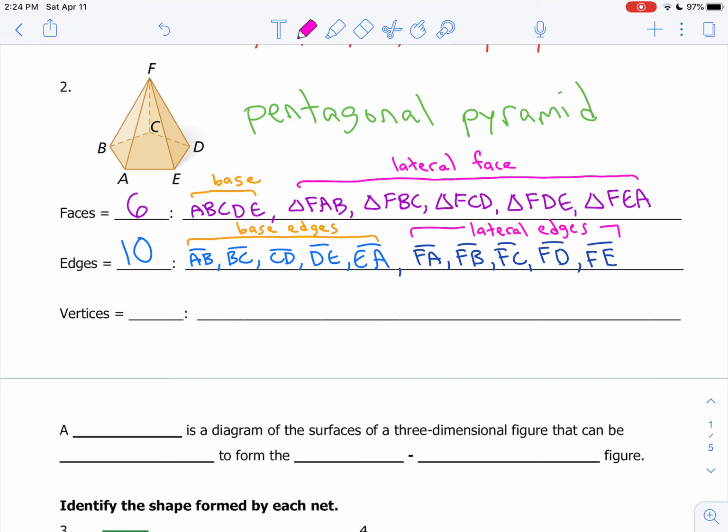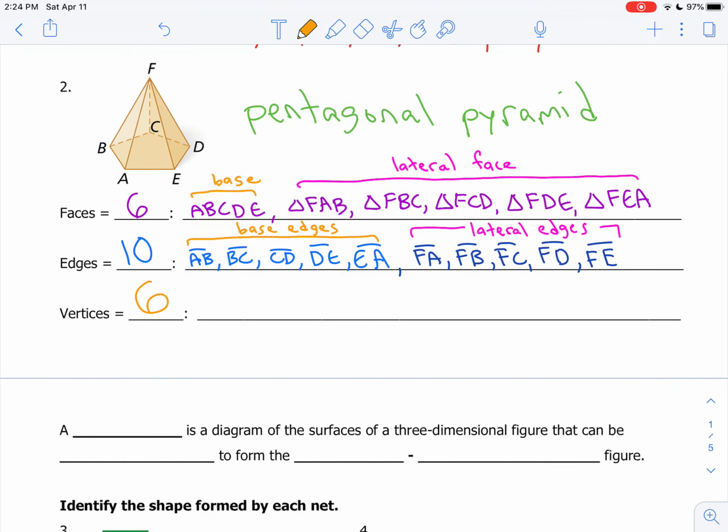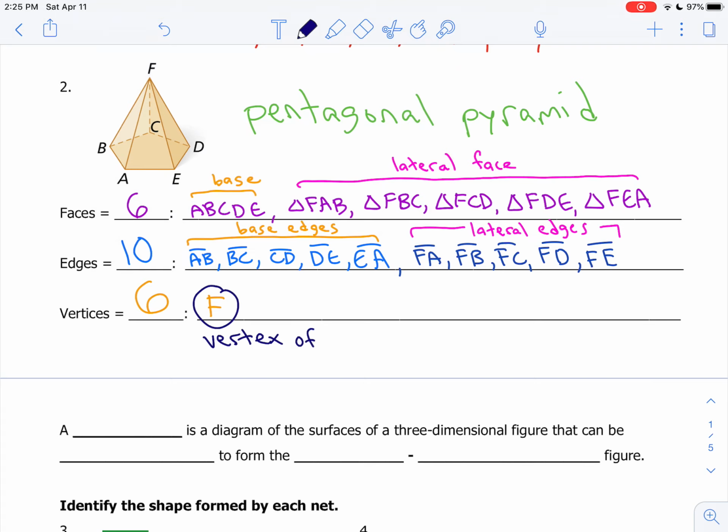All right, quick, count the vertices. How many points do you see? And I see 6. I'm going to start with point F. Now here's the confusing part. All 6 of those points are vertices, but F is the vertex of the pyramid. That high point on the pyramid is also a special name. All the points are known as vertices, but the top point is by itself also known as the vertex of the pyramid.